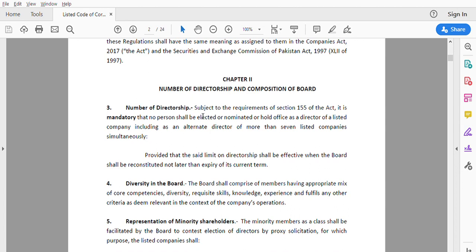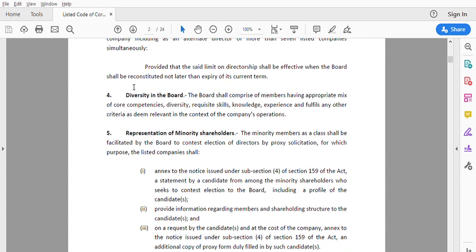regulation which we are seeing here, actually number 3, is the number of directorships. A director cannot be a director in more than 7 listed companies. If you have a board of directors, you need to take a declaration from your directors, when they sign off on this statement, that they are not directors of more than 7 listed companies. This is a mandatory requirement. As you can see, mandatory is written.